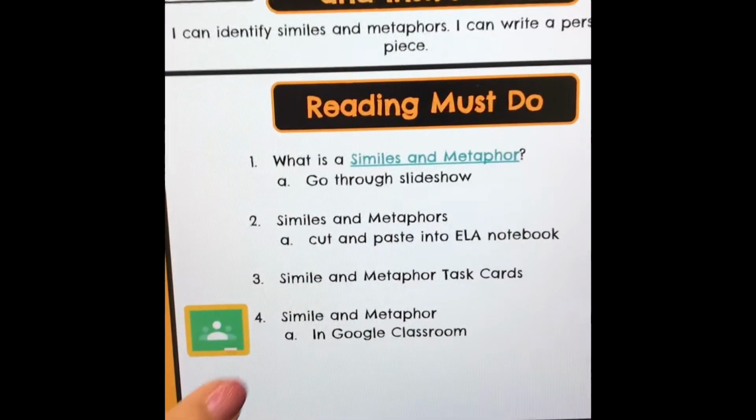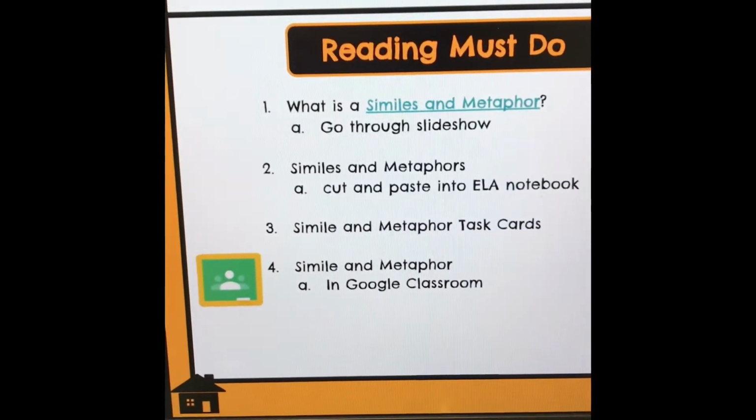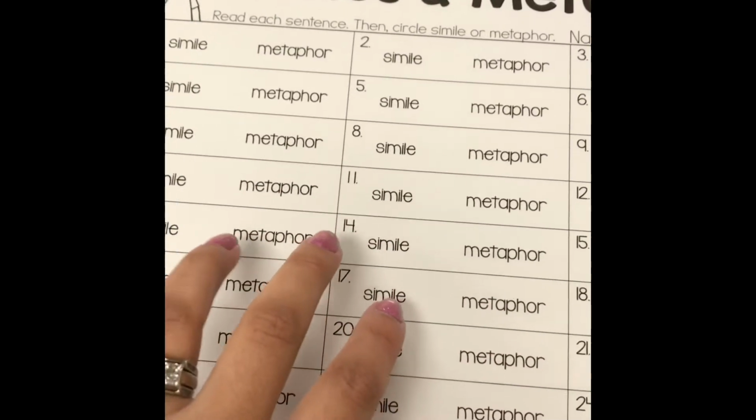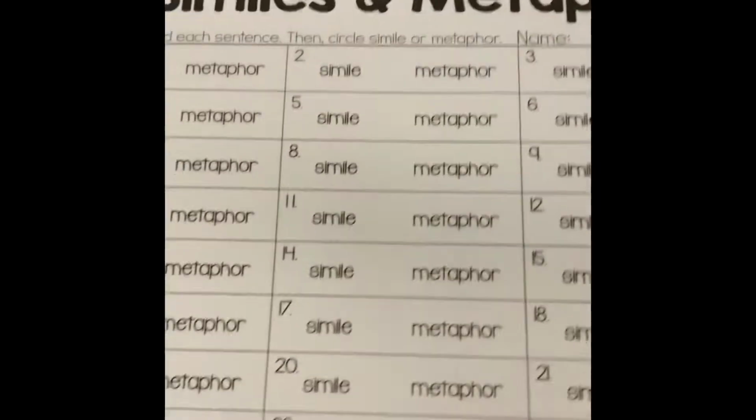So the next thing to do is similes and metaphor task cards. So you will have task cards. Mine are cut out, but yours should be in complete pages. So you have an answer key that is like this. You're going to read each sentence, then circle simile or metaphor.